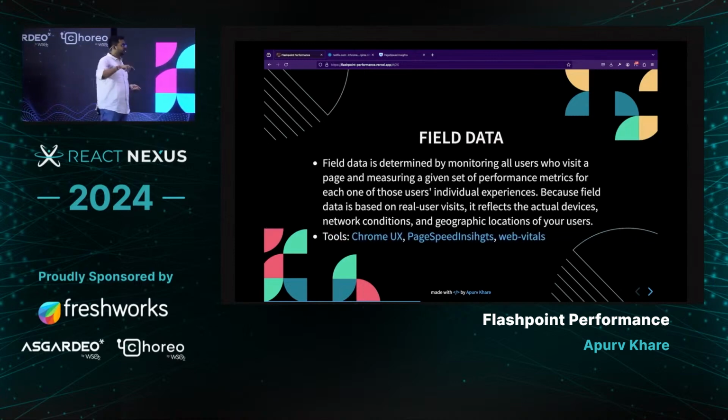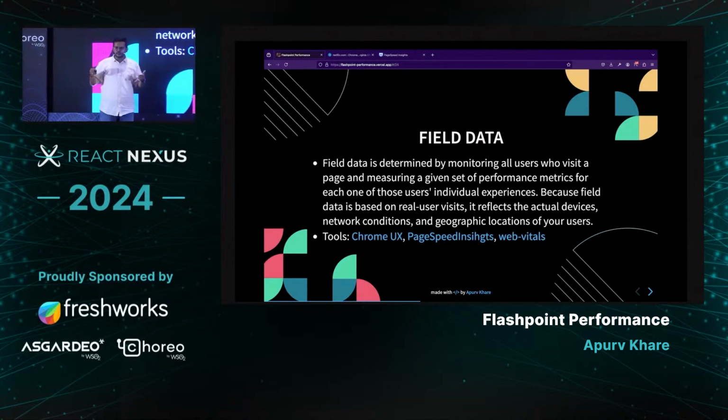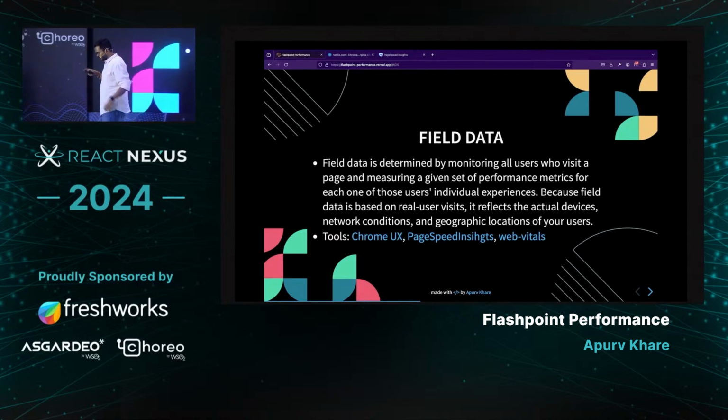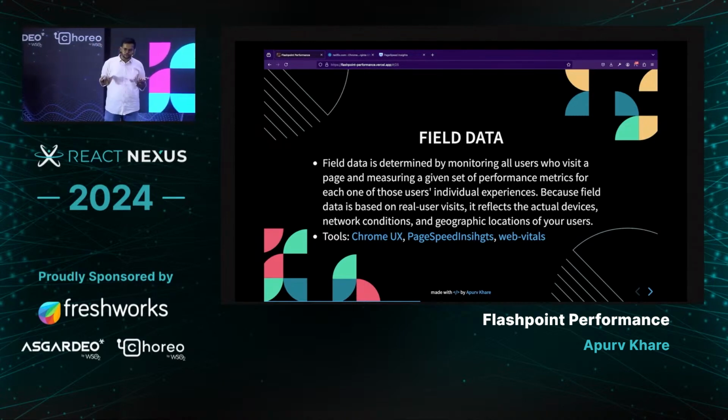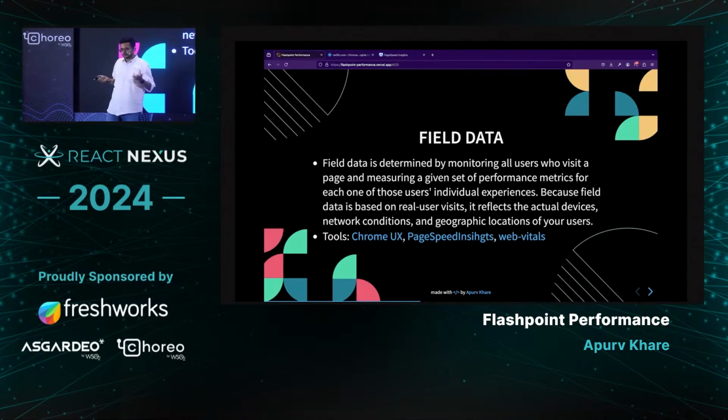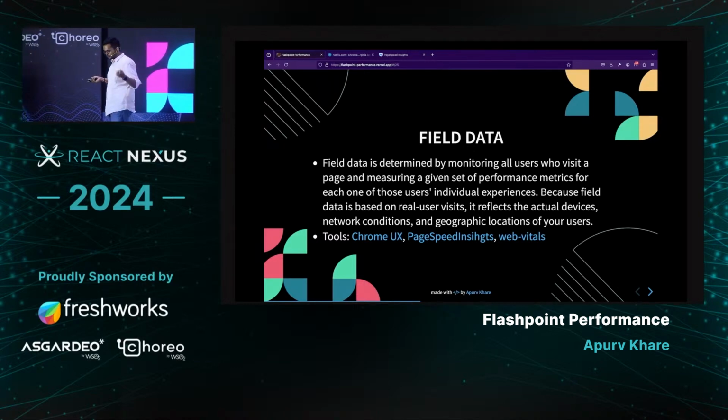Second one is field data. Basically, these are real user visits. Okay. So once the app is in production, you want to measure actual performance. There are many ways, but let's discuss two. One is PageSpeed Insights. Okay. And another is the web-vitals package.